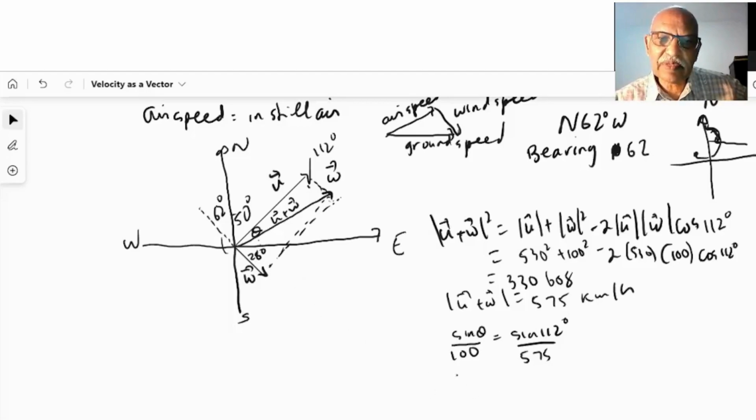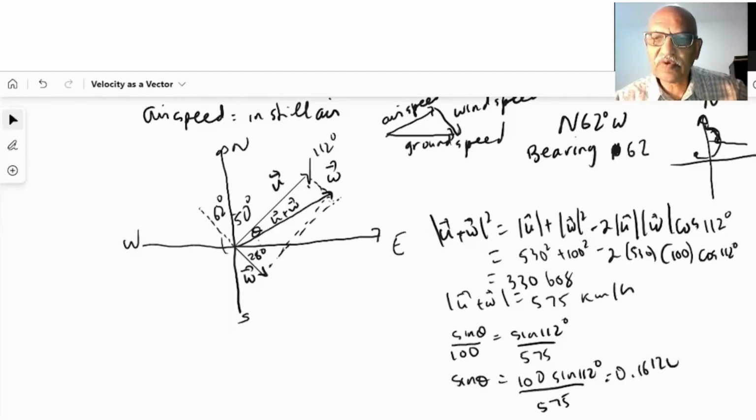So sine theta will be 100 times sine of 112 degrees divided by 575, which is 0.161249. Therefore, my angle will be 9.28 degrees. Since this angle is 9.28 degrees and this angle is 50 already, from here to here will be 50 plus 9.28, which is 59.28 degrees.